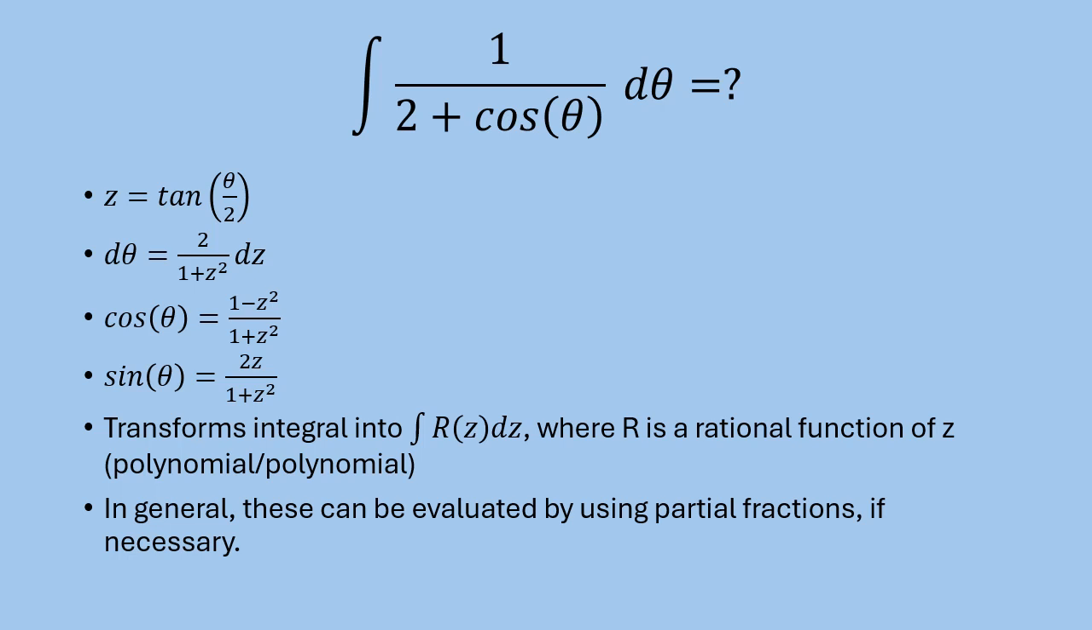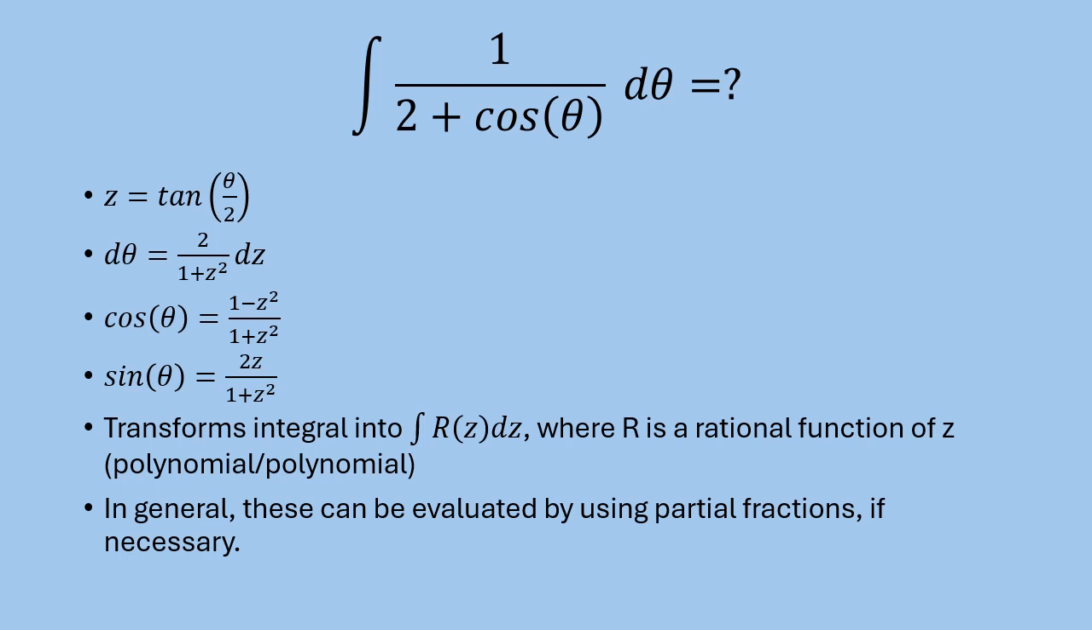So how did we evaluate the integral of 1 over 2 plus cosine theta d theta? We made a trig substitution, z equals tangent of theta over 2. From that, we were able to show that d theta was 2 over 1 plus z squared times dz. Cosine of theta was 1 minus z squared divided by 1 plus z squared. Sine of theta turned out to be 2z divided by 1 plus z squared.